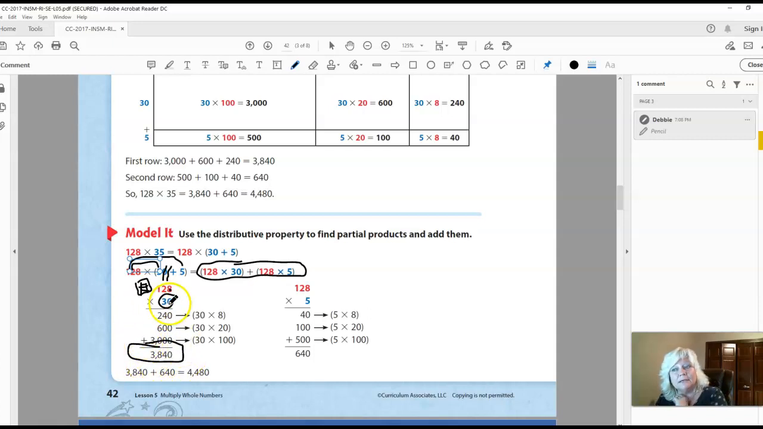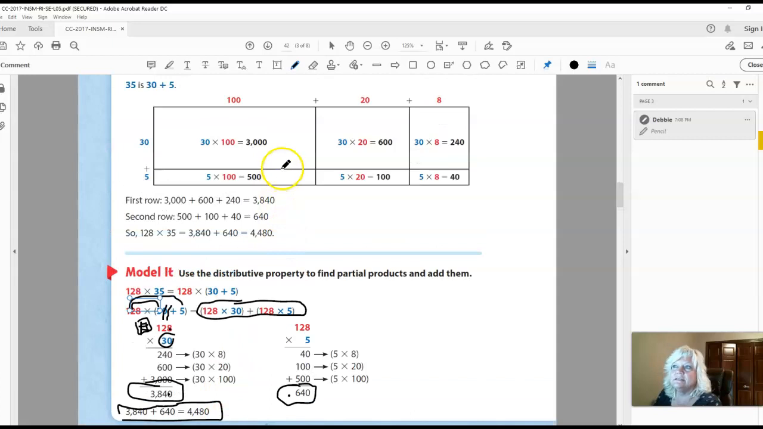Now we're not done because we did the 30. Now we have to go over here and do the 5, which should be pretty easy. 5 times 8, 40. 5 times 20, 100. 5 times 100, 500. Add those together and we have another partial product. A partial and a partial, we add those together and look what we have. We have an answer that matches the same answer that we did up here. So this is the box method up here. This is partial product down here. Today you're going to be practicing with some more box method.